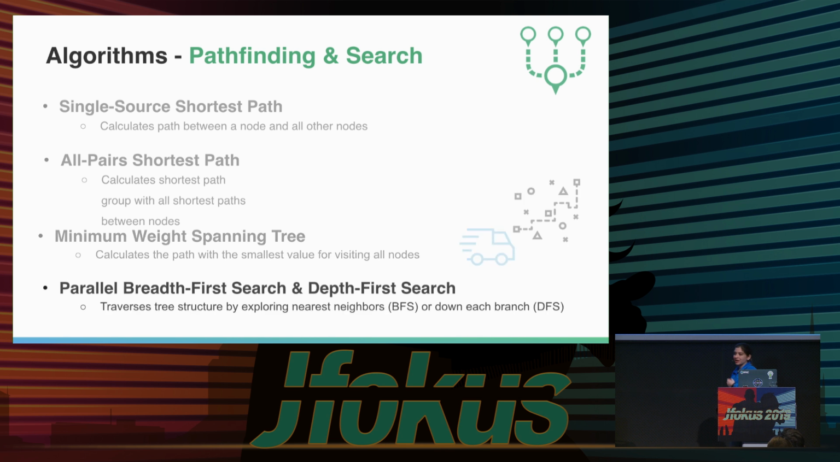And then finally, we have parallel breadth first search and depth first search. Those are also very hard to say. Breadth first search looks at a particular point and then traverses the network from your nearest neighbors out. So it starts very close to you and goes, okay, what's my next nearest?